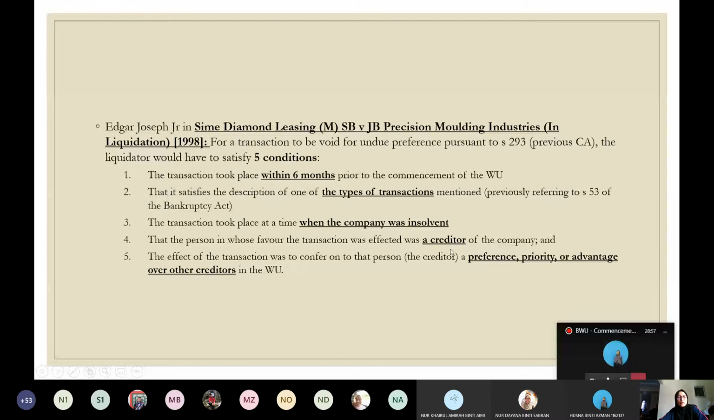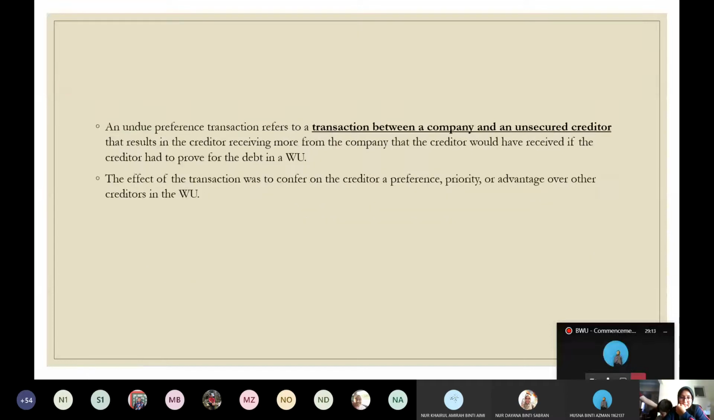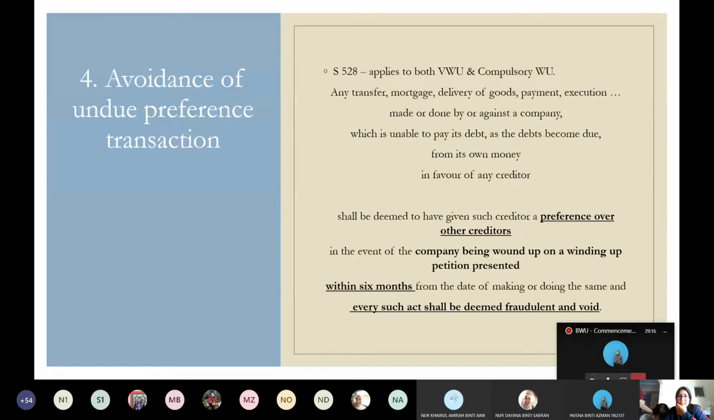It says the transaction took place within 6 months, so timing is important here, prior to the commencement of the winding up. Okay, and then it satisfies the description of one of the types of transaction mentioned in the section, the one about mortgage, just a moment. This covers transfer, mortgage, delivery of goods, payment, execution, and so on. There is a longer list there, I shortened it. So the list of the transactions is mentioned under 5 to 8.